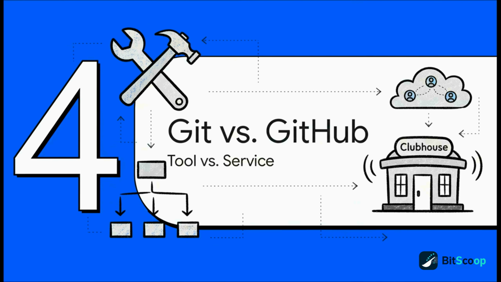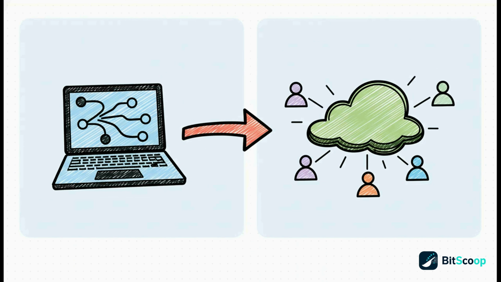Okay, so let's clear up something that confuses pretty much everyone when they first start. You've heard of Git, and you've probably heard of GitHub. They're related, for sure, but they are not the same thing. Think of it as the tool versus the clubhouse where you use the tool. So here's the breakdown. Git is the actual software. It's the program on your computer that does all the tracking, the snapshots, the branching. It's your personal time machine.